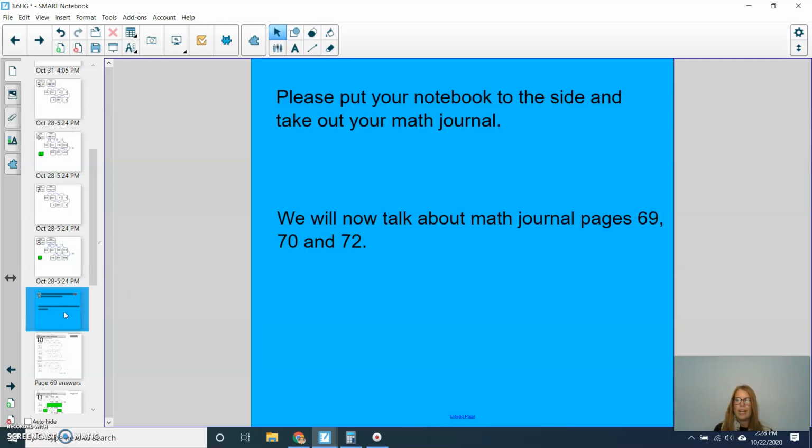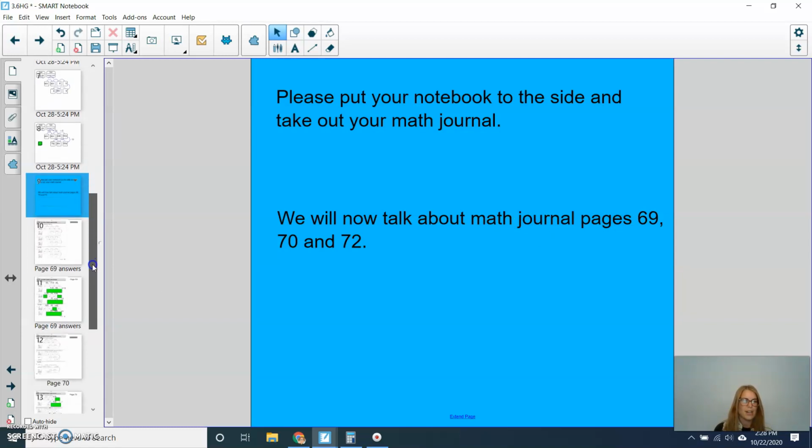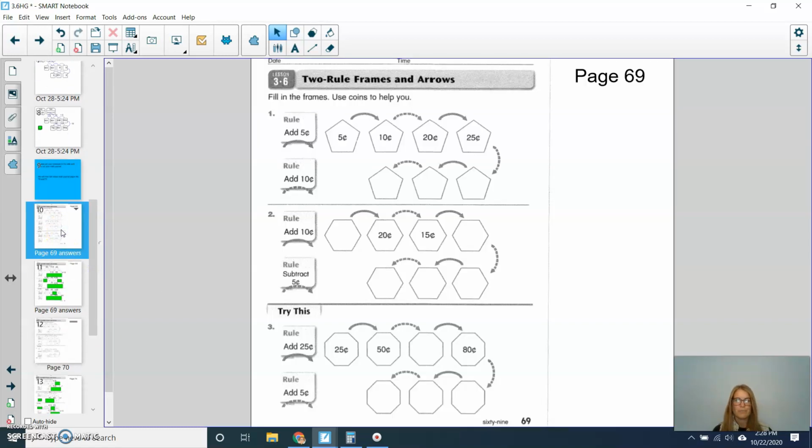So now we'll try these same things in our math journal. If you can put your notebook or your whiteboard to the side and open your math journal to page 69. We'll start with that page first. You'll notice that for number 1, your rules, whenever you see a dark line, you're going to add 5. Whenever you see the dotted line, you're going to add 10. So can you solve problems 1, 2, and 3, and then press play when you're ready to check your answers? Press pause now.